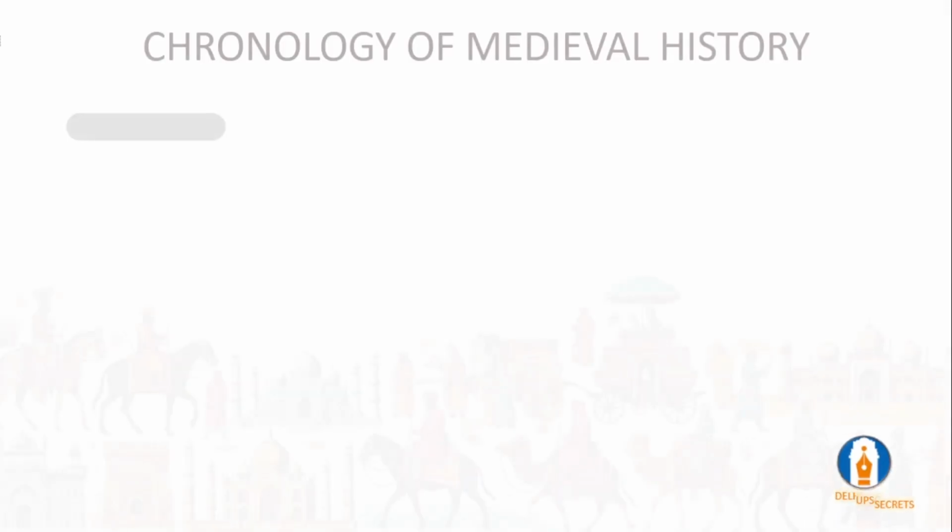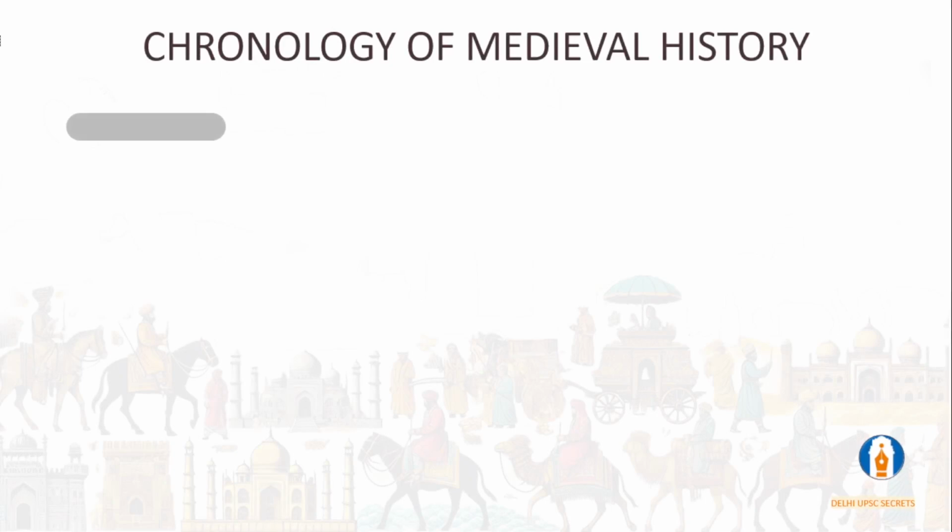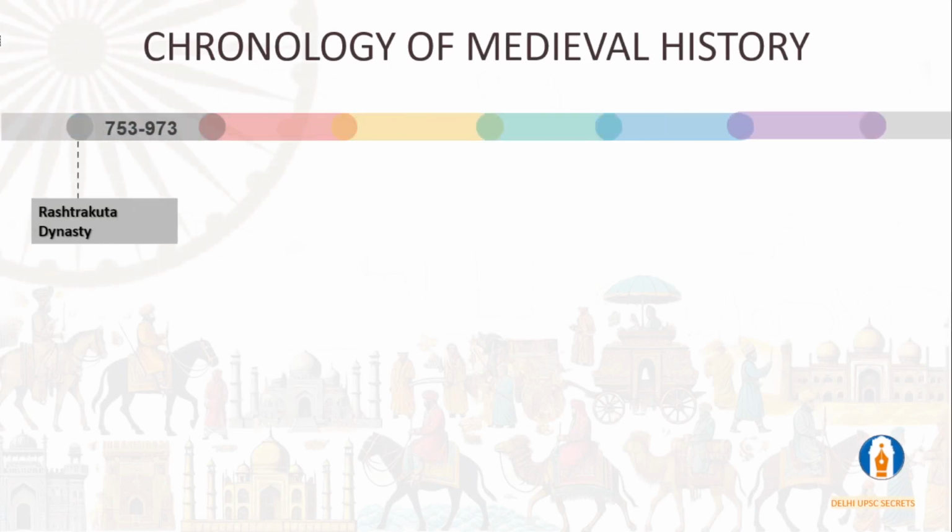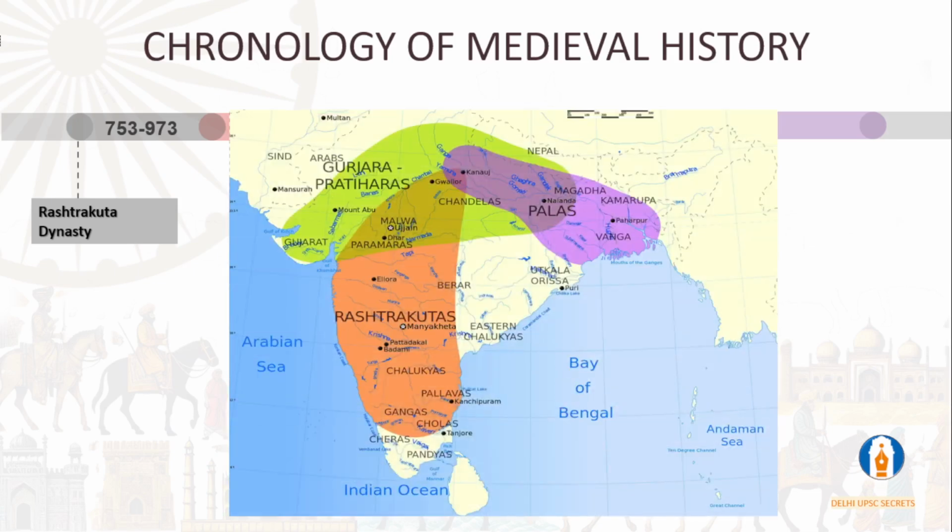As I told you, medieval history starts around 700 AD and later. It was the Rashtrakuta dynasty which was ruling the country by then. Parallelly, along with the Rashtrakutas, we have Gurjara Pratiharas, we have Palas, and many more kingdoms. The Rashtrakuta dynasty becomes dominant in central and South India as well by 760 AD. And we also see the establishment of the Pala Empire in the Bengal region.